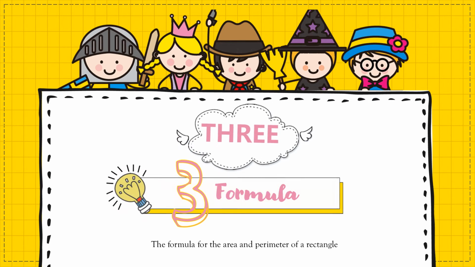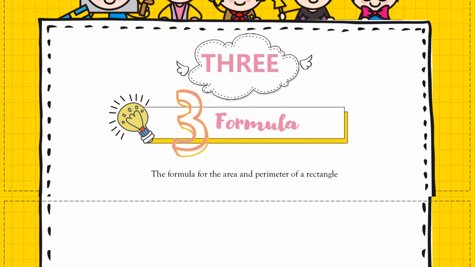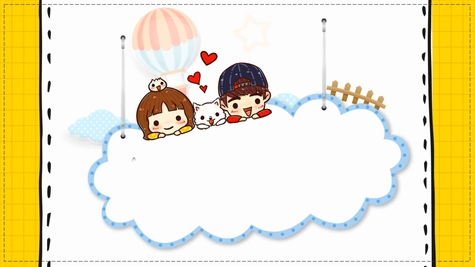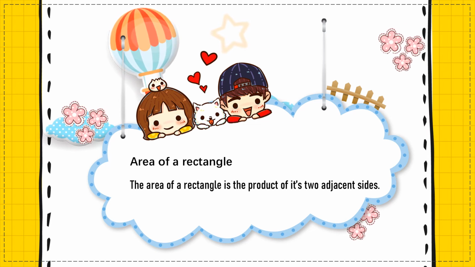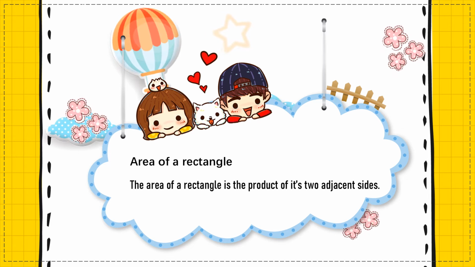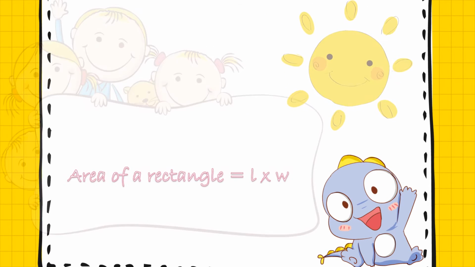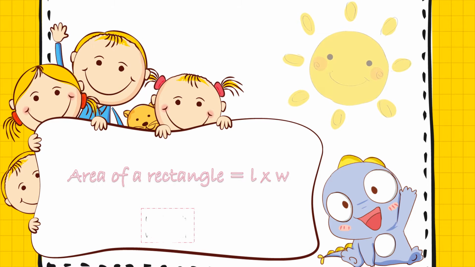Then the formula for the area and perimeter of a rectangle. Area of a rectangle. The area of a rectangle is the product of its 2 adjacent sides. And the formula for the area of a rectangle is length times width.